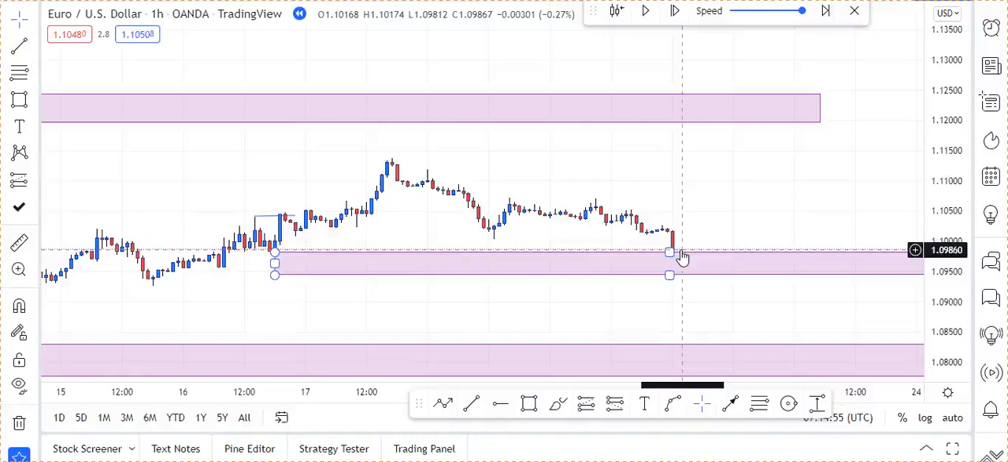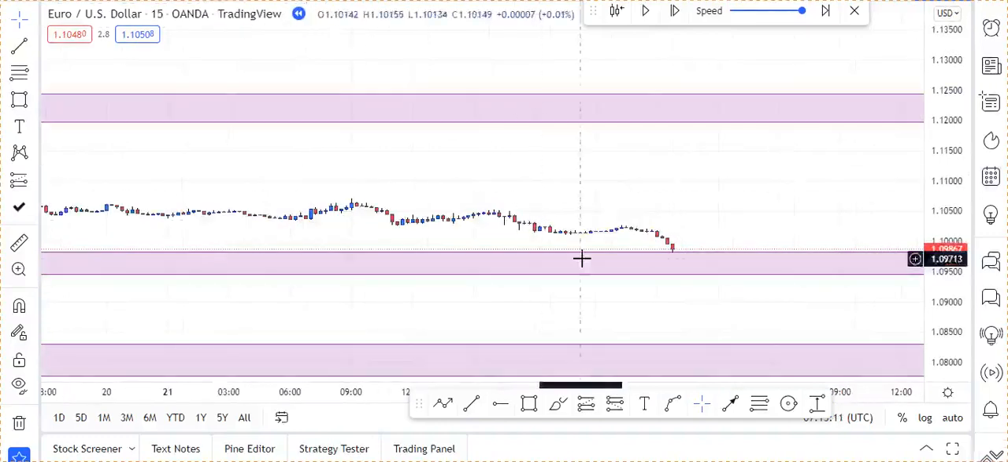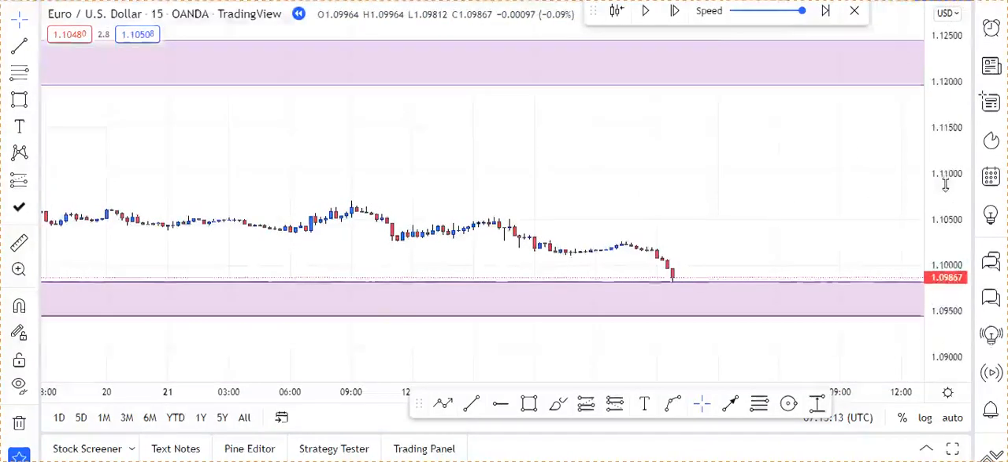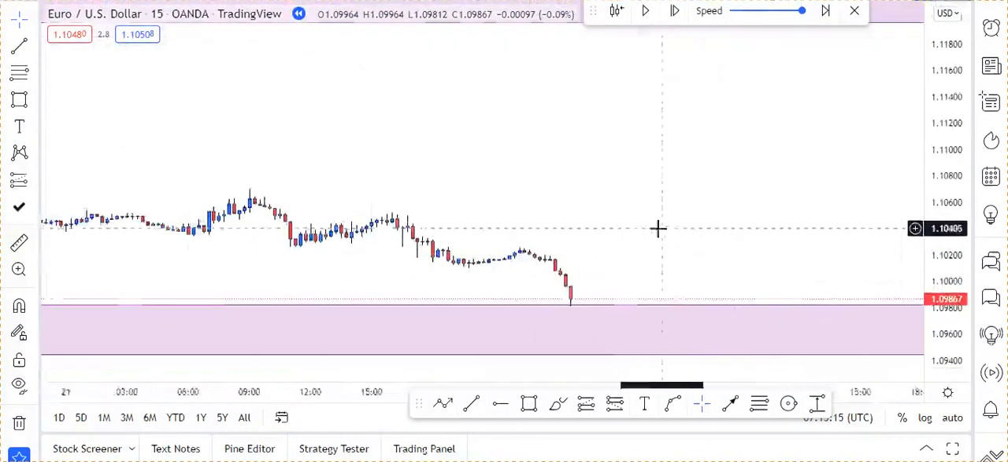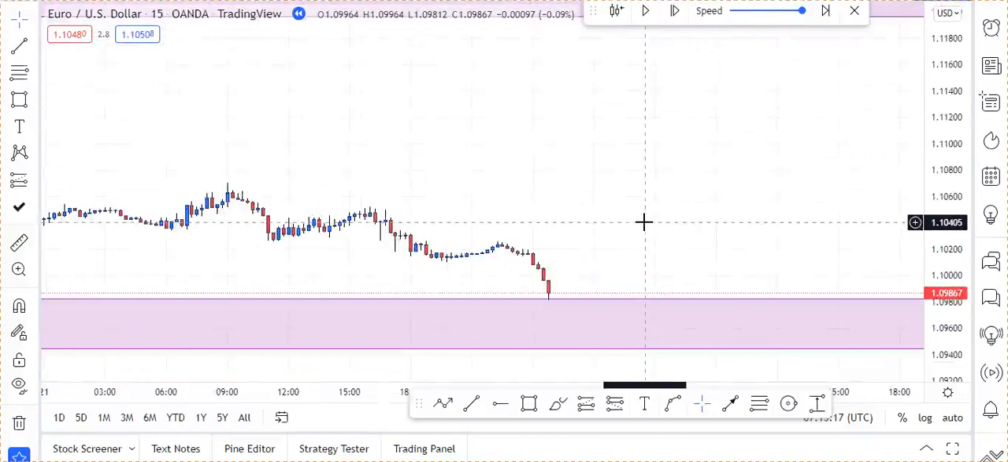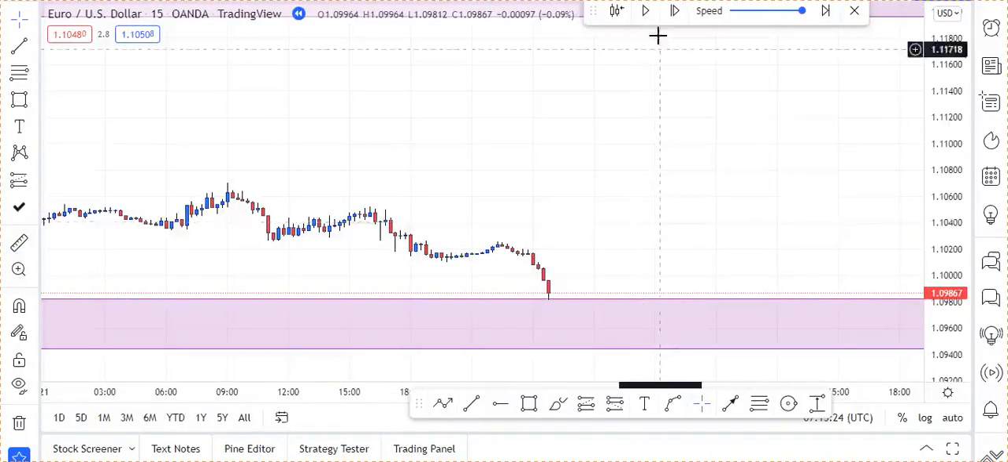You go down to your lower time frame again, in this case 15 minutes. So we go down to 15 minutes and see what 15 minutes wants to do. Now the price has tapped into this very 1 hour OB. We want to see what the 15 minutes wants to do. So let's play price and see what is happening.